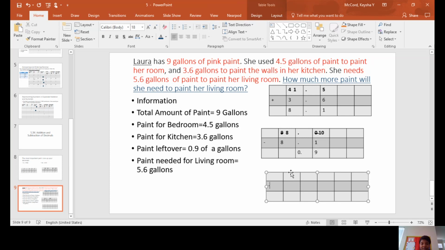So I'm going to subtract 5.6 minus 0.9. Let's start subtracting. 6 minus 9, can't do that. I need to go borrow. So this is no longer going to be a 5. I'm going to borrow from my 5, and it's now going to become a 4. Again, you will be writing this on top. I will be writing this on the side.